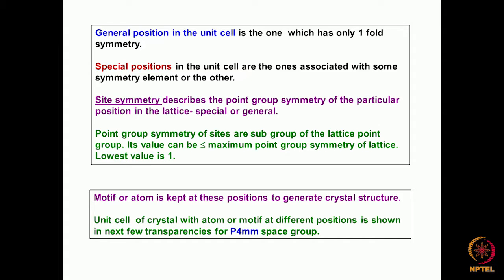Let us have some idea about these special positions. Once the lattice has been created, at different points different types of symmetries can exist. At some points there need not be any symmetry associated with it, and at some points in the lattice there could be some symmetries associated with it. The symmetries which are associated with these points are called the site symmetry.